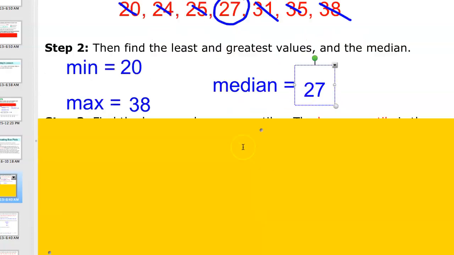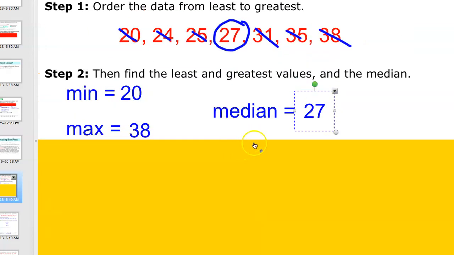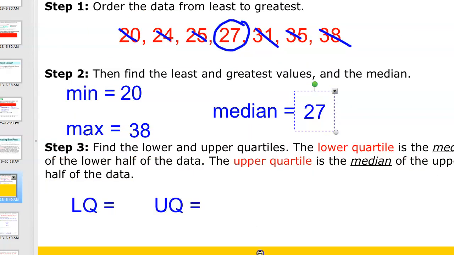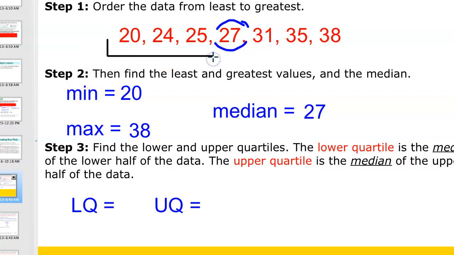All right. Now, step 3 is I have to find my lower and upper quartiles. So I'm going to go ahead and erase these dashes so I can see my numbers more clearly. How I find the lower quartile is I look at the lower half of the data, and it's the median of the lower half. Well, I only have 3 numbers here to look at, so it's pretty easy to say 24 is clearly in the middle of these 3 numbers. So my lower quartile is 24.